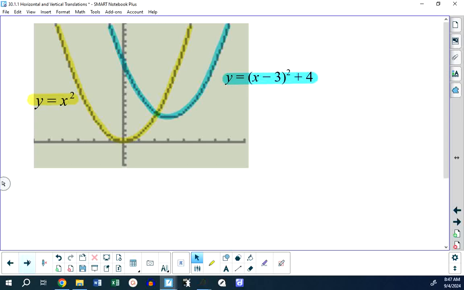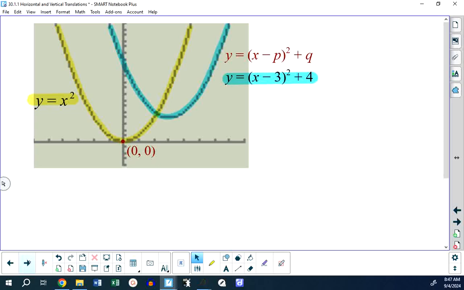What you learned, and I hope you remember this, is that the vertex of the original, I'm going to call the yellow graph the original, is at the origin. But there's a connection here. How many of you recognize what just came up here? x minus p quantity squared plus q. We learned in Math 20 that when you have a quadratic function, like the one highlighted in blue, that's in what's called the vertex form, the vertex has a location of p comma q.